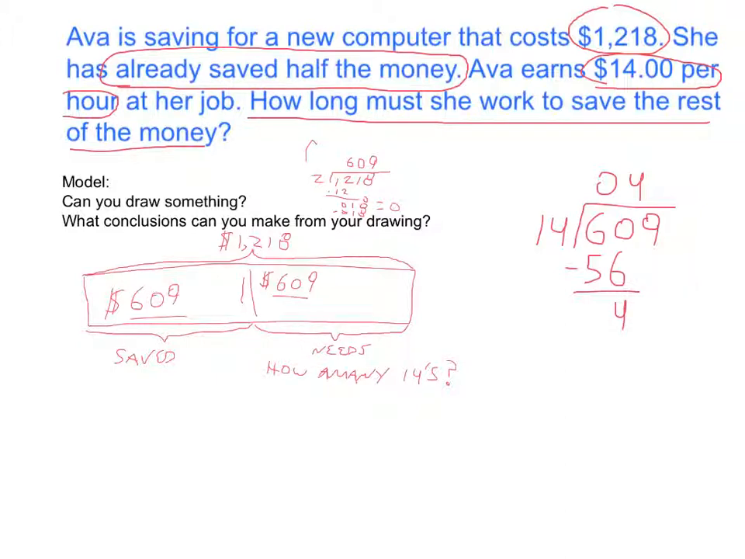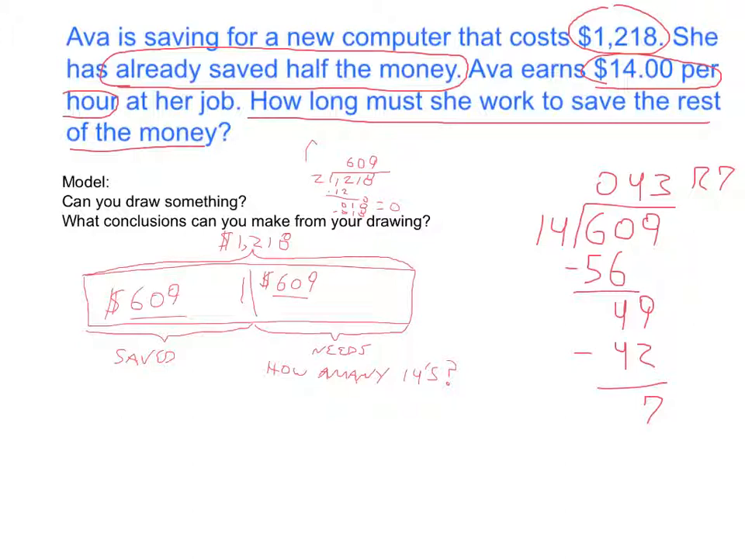Now 14 won't go into 4, but it will go into 49. And it will go in 3 times. So I need to think, what is 14 times 3? That's going to be 42, which will leave me with 7 left over. So my answer here is 43 with the remainder of 7.